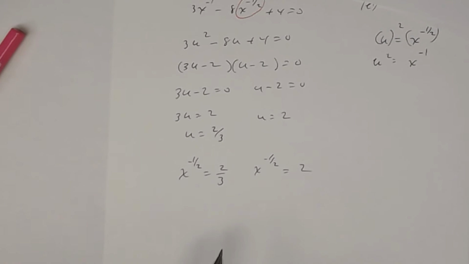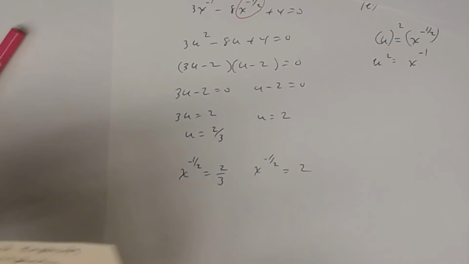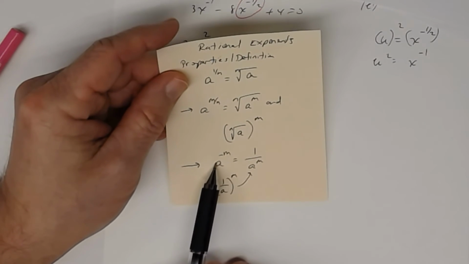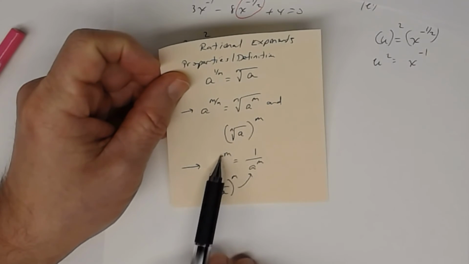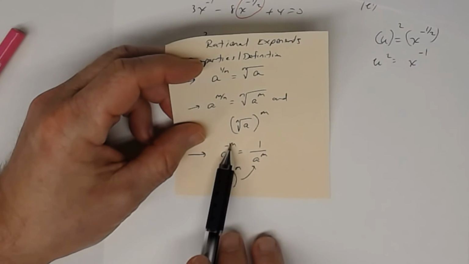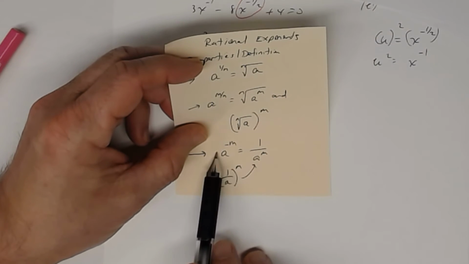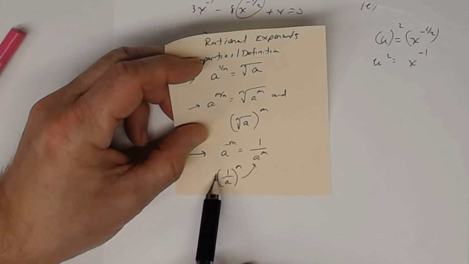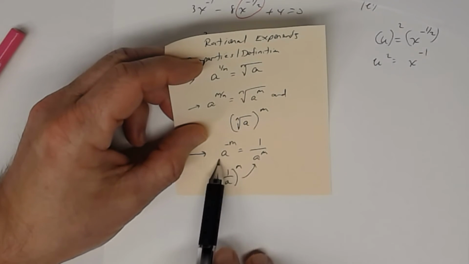Okay, so you have to remember some things from a previous course regarding negative exponents. Remember, a to the negative m: you want to make that exponent positive. If the exponent is negative, you take the reciprocal of the base. The reciprocal of a is 1 over a, and you raise it to the m power. So to make that exponent positive, you take the reciprocal of the base.